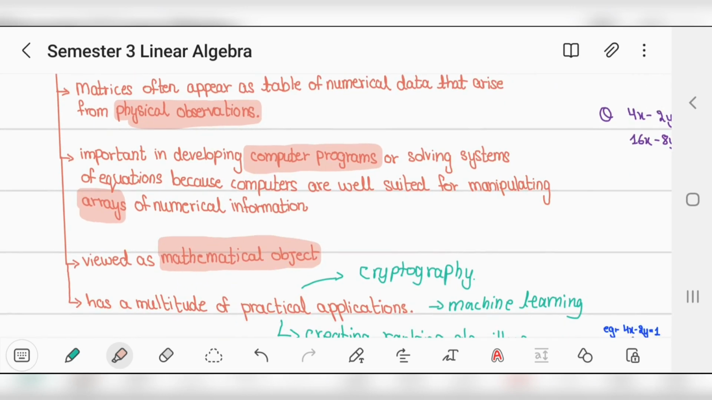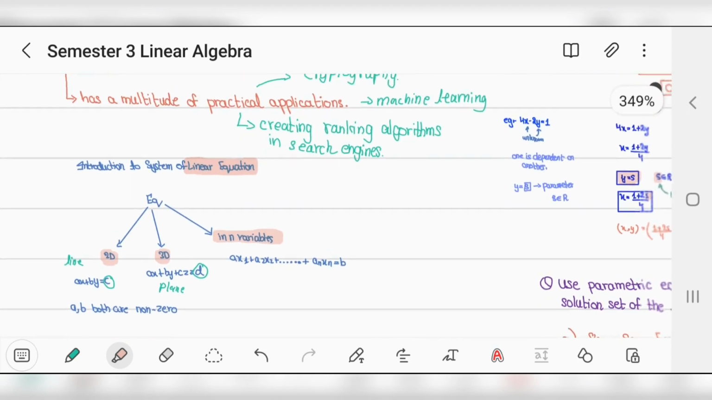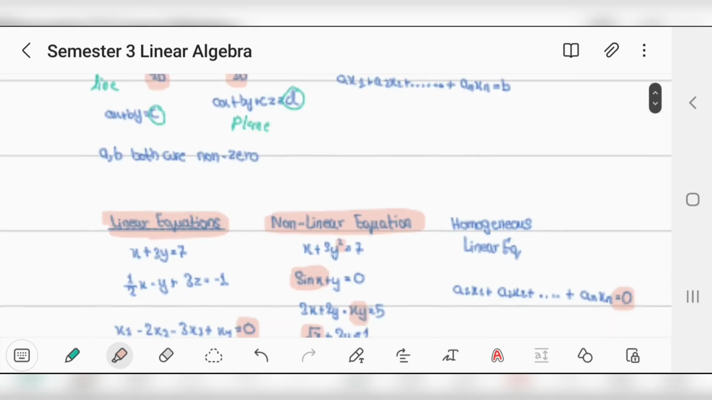It has many types of applications, like cryptography, machine learning, and creating ranking algorithms in search engines such as Google. There are types of linear equations. It could be a line having two unknown variables, a plane having three unknown variables, or it could have many unknown variables. It still represents a linear equation if each variable has a power of 1.